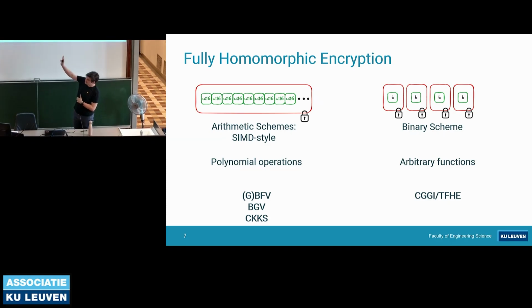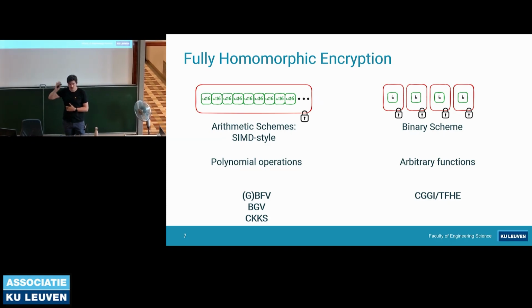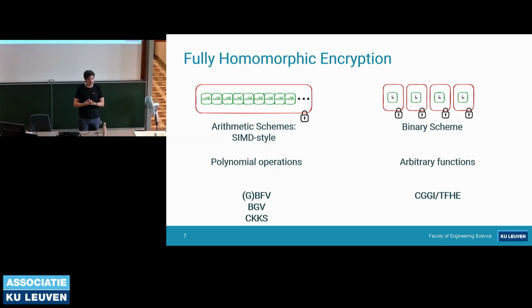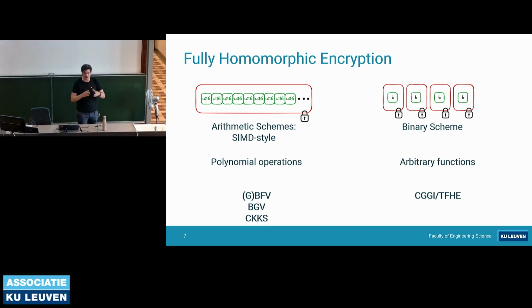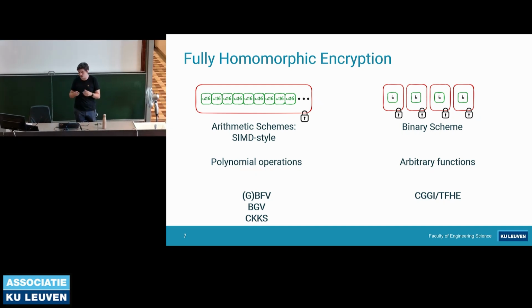While in the arithmetic type of schemes, you can adapt your security parameters under which they work to accommodate bigger numbers or smaller numbers as you like.